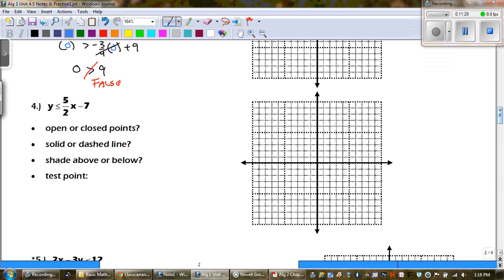Now, what I want you to do is try number 4 all on your own. Okay? Remember the symbol, answer your questions, slope, y-intercept, plug in your test point, and draw the line. Okay? You guys are all on your own. Pause the video, and good luck.